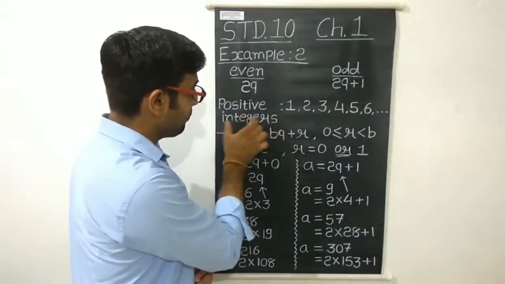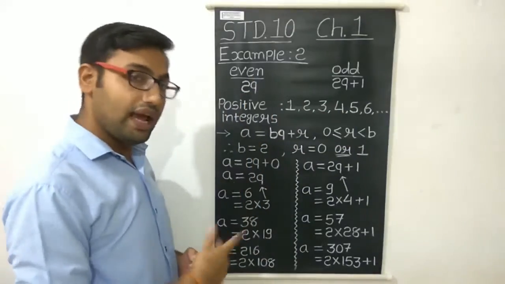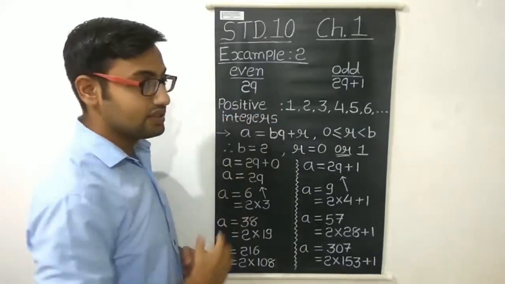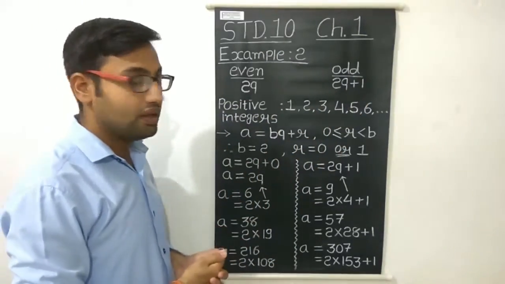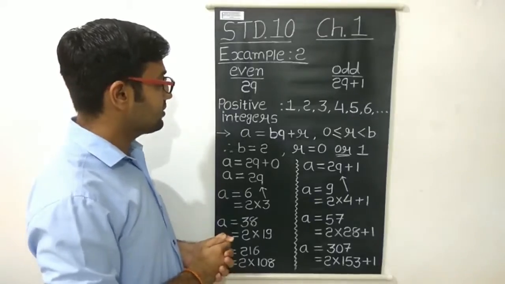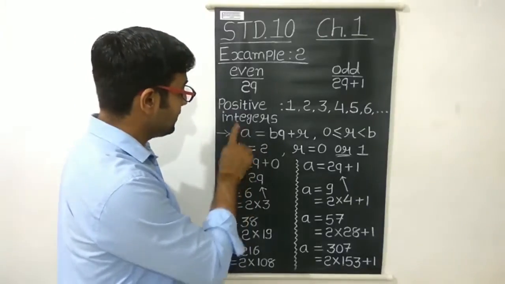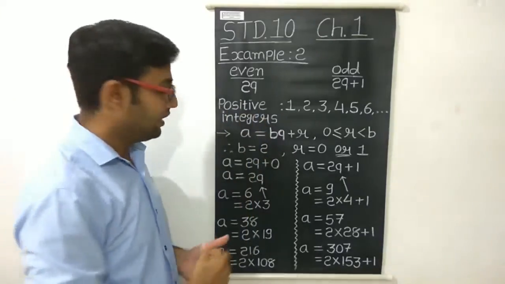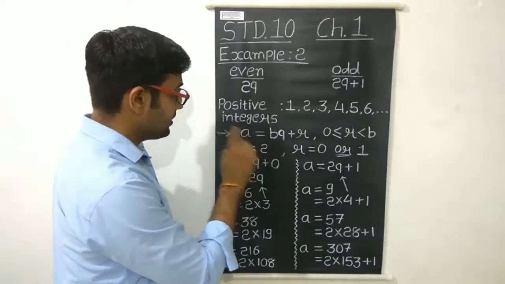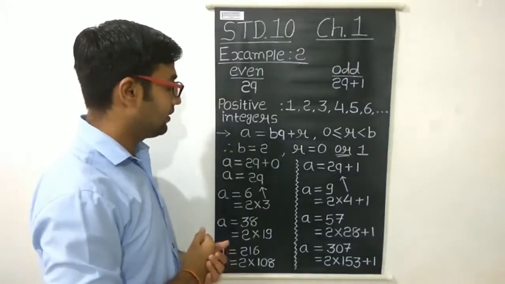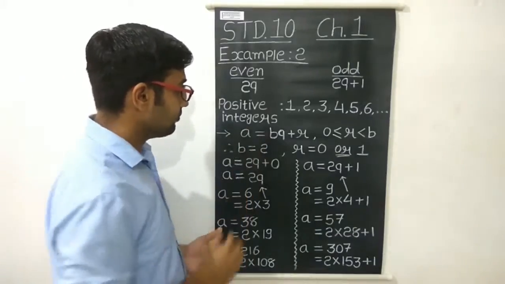If we select any positive even integer, then it will be in the form of 2q, and if we select any positive odd integer, then it must be in the form of 2q plus 1. That we have to show. To do that, let us take a number a. What is a? A is a positive integer. A may be 1, 2, 3, 4, 5, 6, 7, 8, 9, any value. A is any positive integer, and let us take another number b.